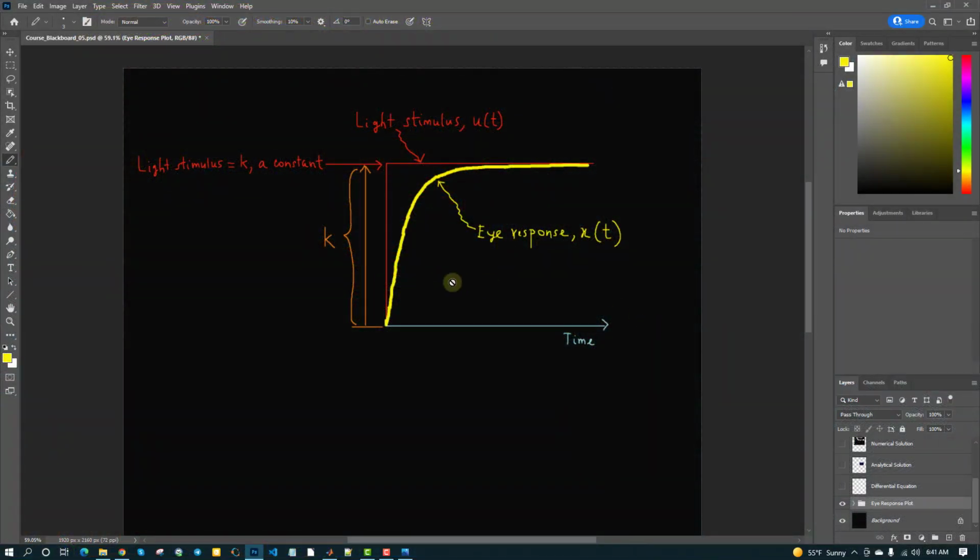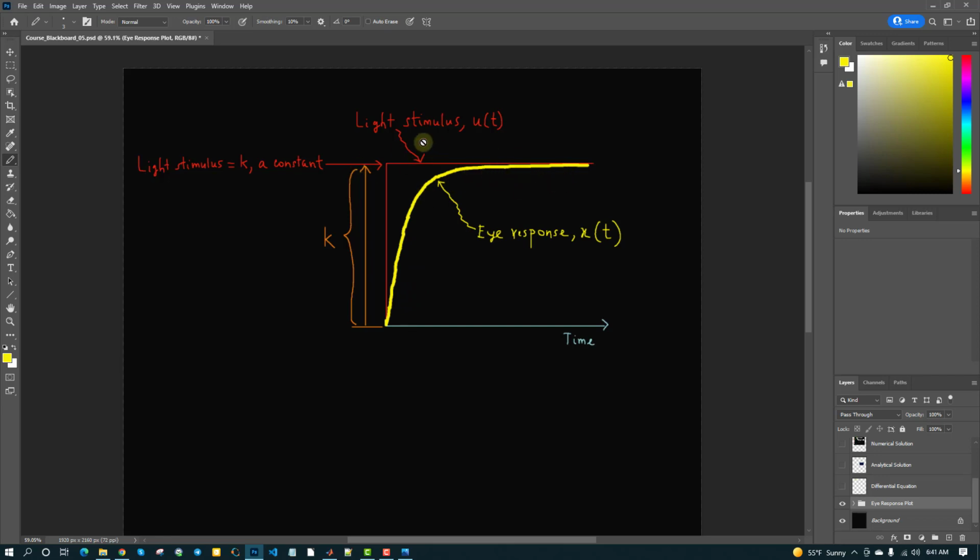X-axis is time, and the red line is the light stimulus. That actually goes from 0 to whatever a constant value k instantaneously. So this is constant for all time. But the response of the eye, which is in yellow, it's not instantaneous. It takes a while for the eye to respond.